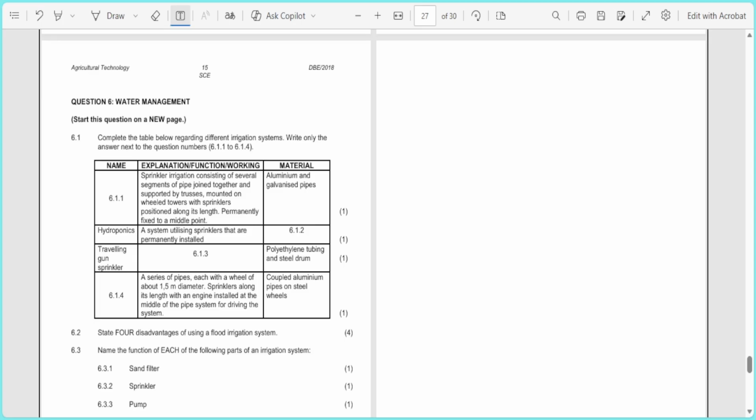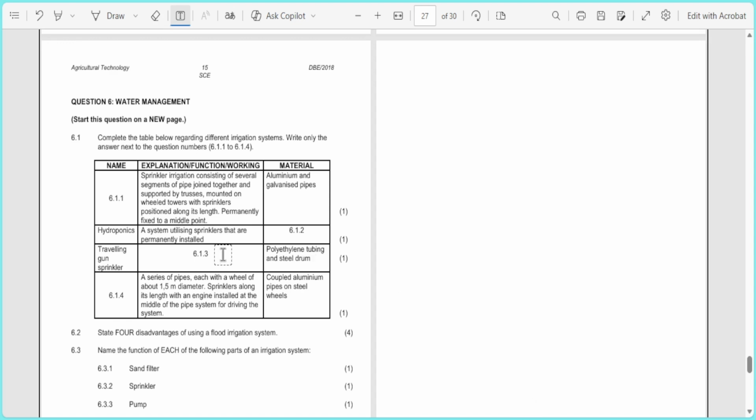Now this section is going to test you on everything from irrigation systems to water purification, covering both the practical farming applications and your technical knowledge as well. Alright, so 6.1, they want us to complete the table regarding the different irrigation systems. We need to write only the answer next to the question numbers. For 6.1, we have to give a name that relates to the explanation and the material as shown on the table.